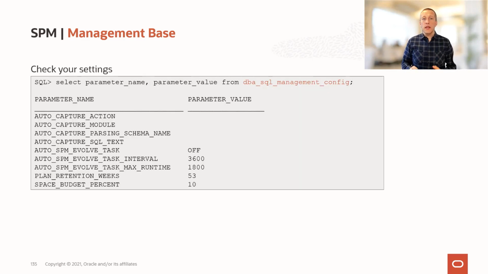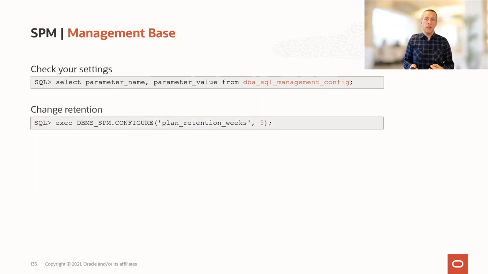You can use the DBA_SQL_MANAGEMENT_CONFIG view to check the settings of SQL Plan Management. My recommendation is that you change the retention from 53 weeks to 5 weeks. Having stored all plans for more than a year, I find is too much. Most plans, if they haven't been used within a month, chances are they won't be used at all.